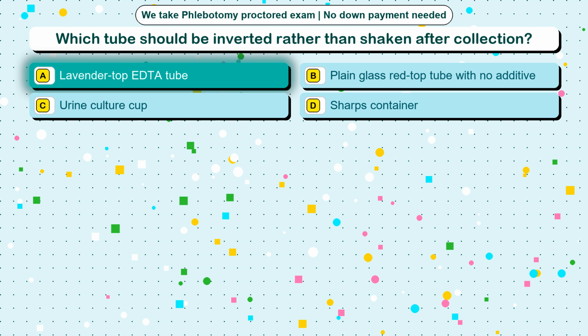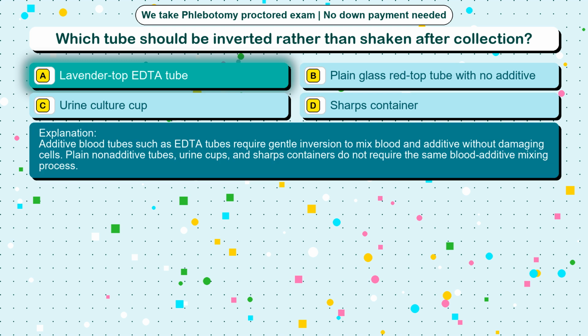Lavender top EDTA tube. Additive blood tubes such as EDTA tubes require gentle inversion to mix blood and additive without damaging cells. Plain non-additive tubes, urine cups, and sharps containers do not require the same blood additive mixing process.